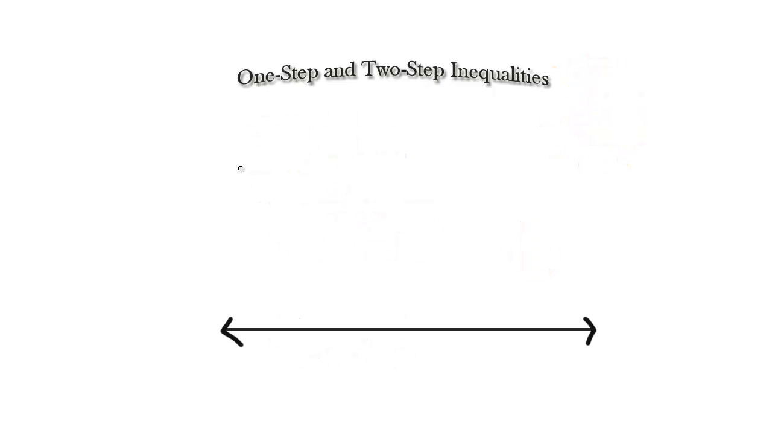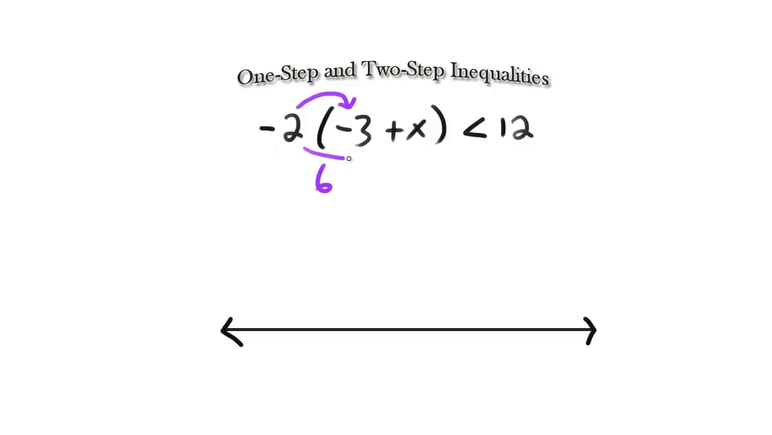Okay, I think you guys are ready for this problem here. Let's say we have negative 2 in parentheses, negative 3 plus x, less than 12. Here I would distribute the negative 2 first into the negative 3 and the positive x. So let's do that quickly. Negative 2 times negative 3 gives you a positive 6. And then do the same thing over here. Negative 2 times the positive x gives us a negative 2x. And this is still less than 12.